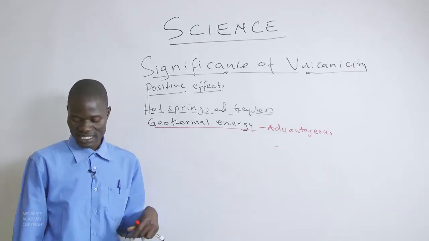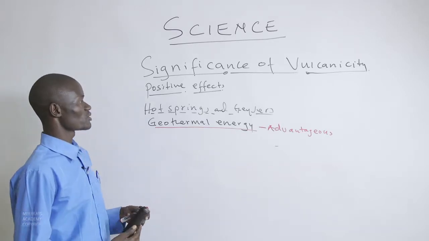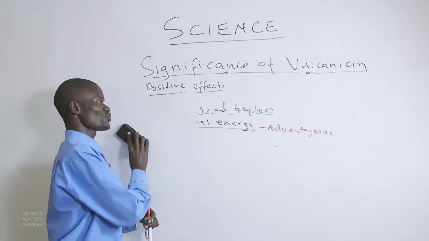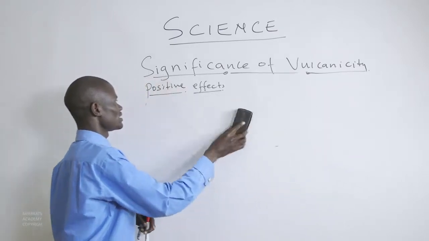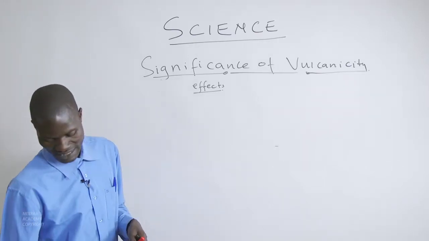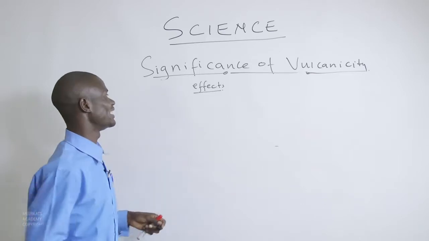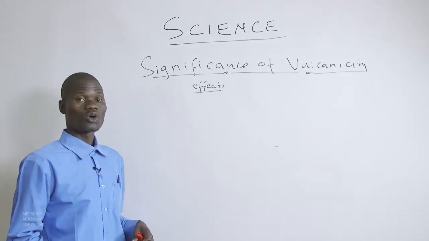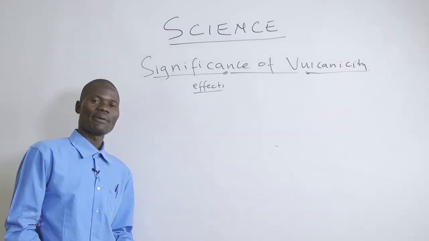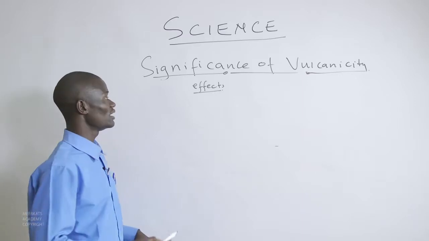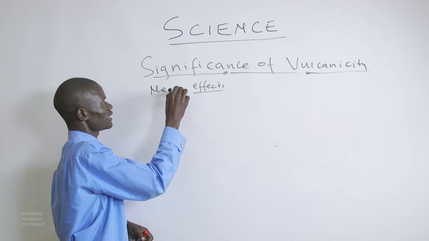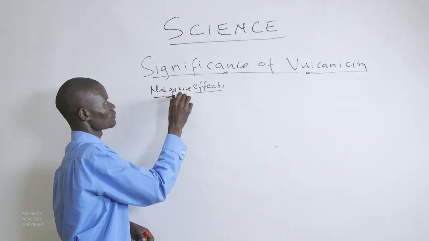Therefore, these are some of the positive indicators of volcanicity that we are able to find. There are also more and more effects of volcanicity that we can learn. You will be able to look by yourself and find more research about it in various media. Now at this time, let us look at the negative effects.